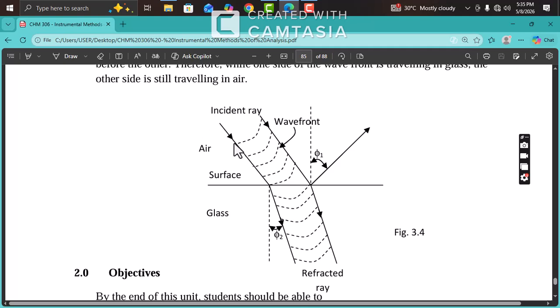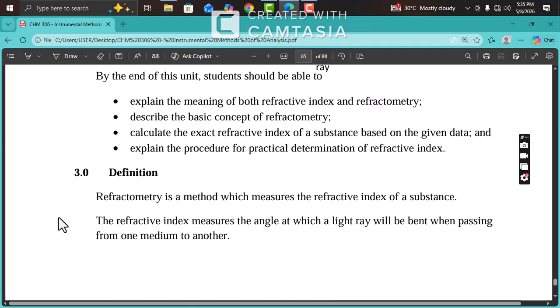You will notice that there's a bending, and that's what we call refraction. And take note of these angles: you have Q1, you have Q2. You have the incident ray, that's the one coming from the first medium. Then after refraction, you call it the refracted ray. That's the concept of refraction.